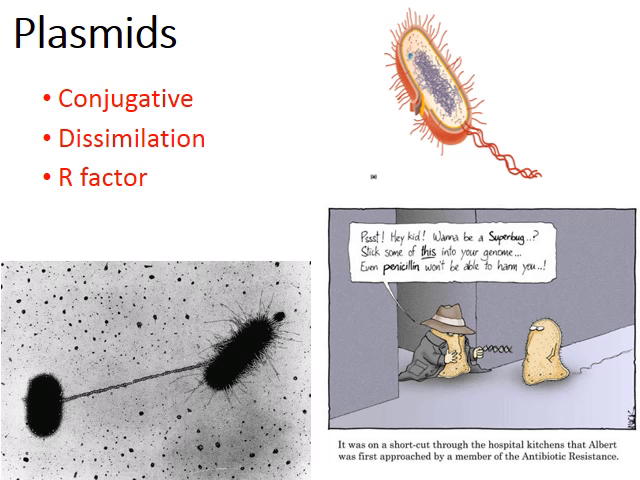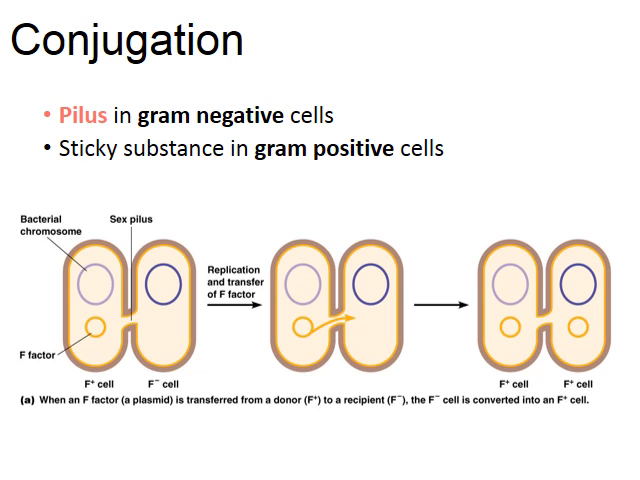Alright, so those are the three types of plasmids. Those plasmids can be transferred a variety of different ways. One of the ways is through conjugation. Previously I explained conjugation, and how it occurs in a gram-negative cell. What they do is they use a structure called a pilus. And a pilus is like a harpoon.